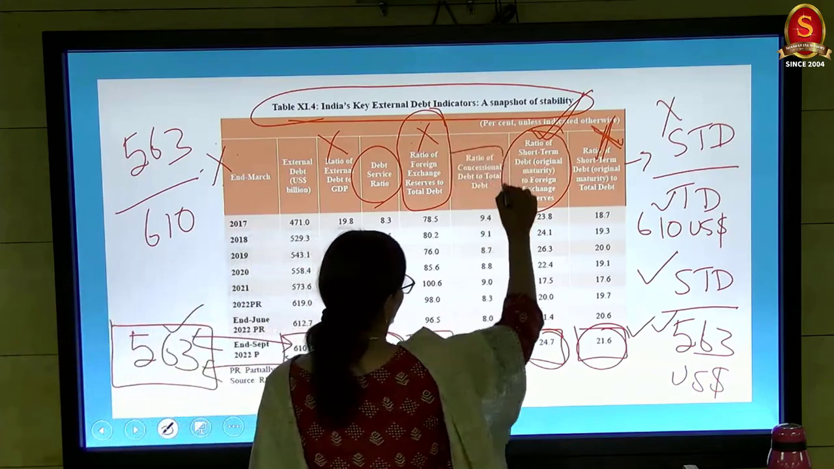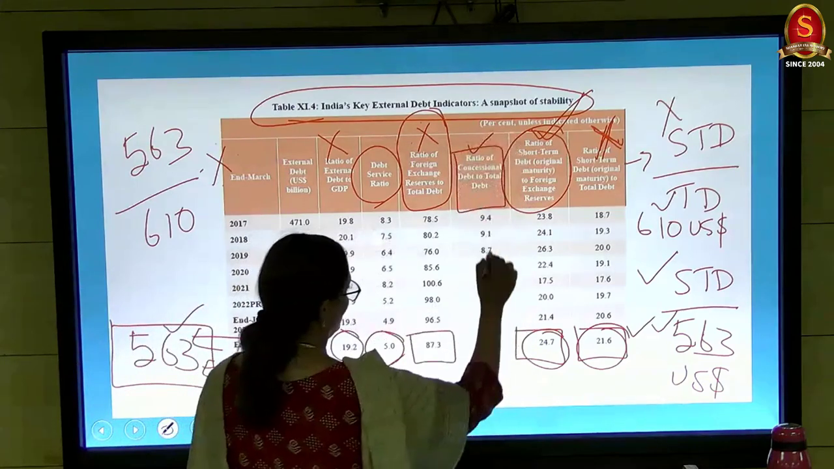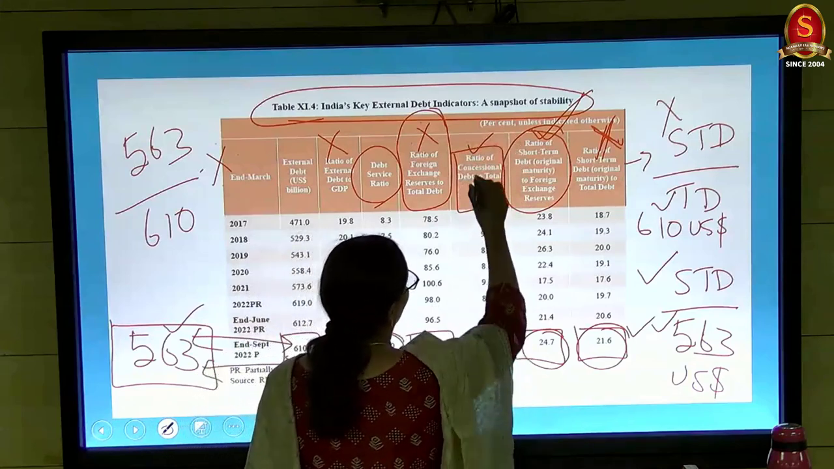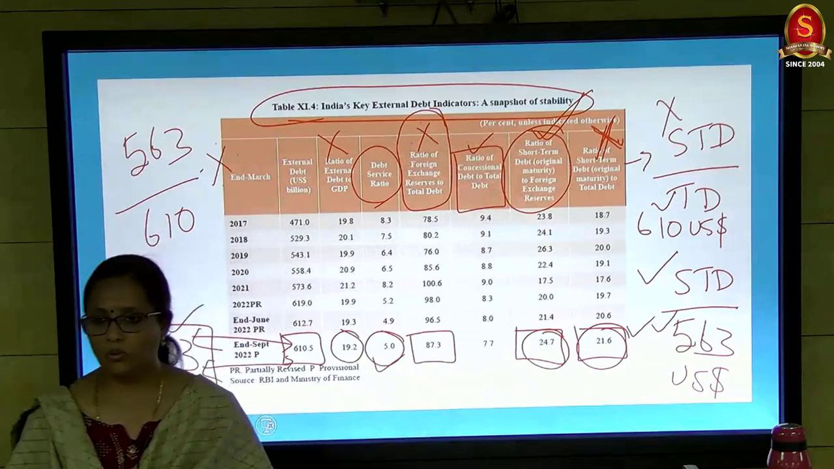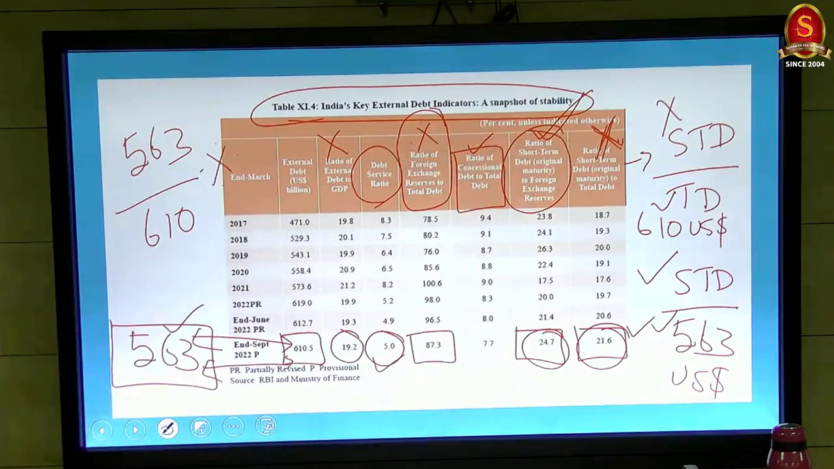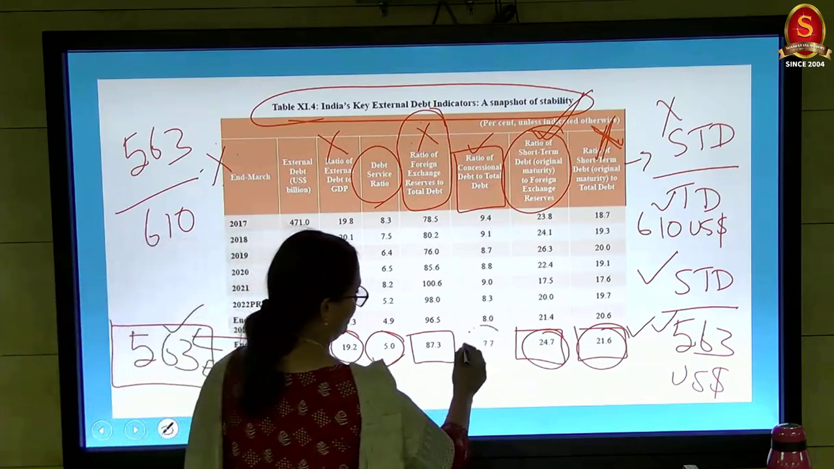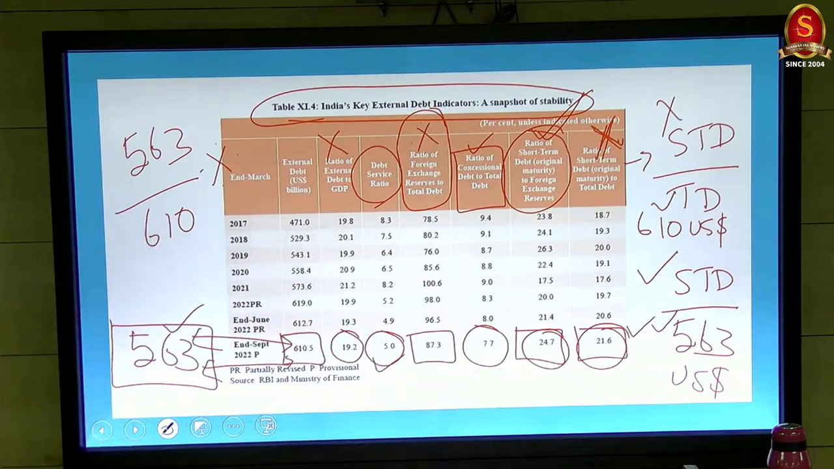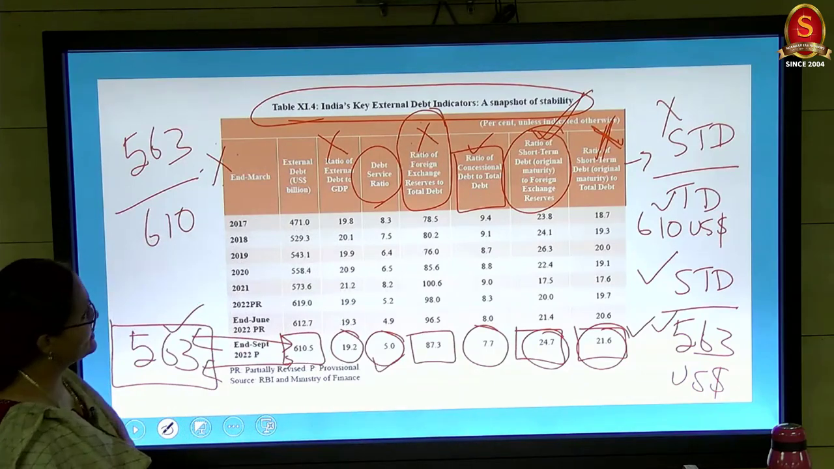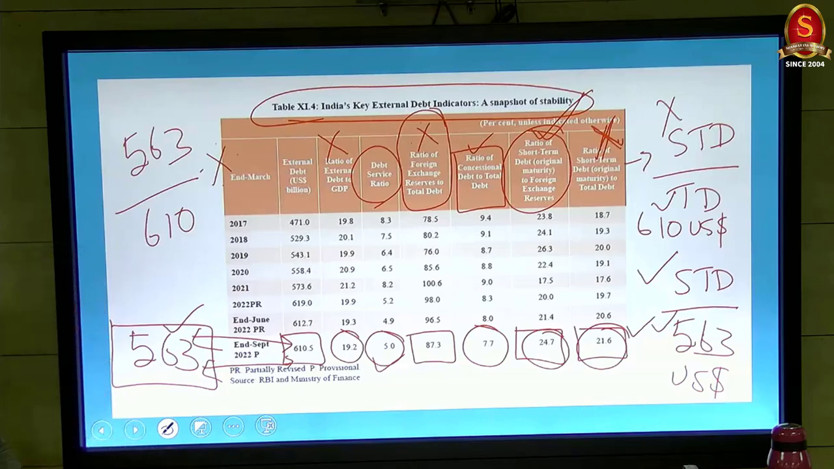This is the ratio of concessional debt to total debt. This is okay. Sometimes a good thing happens. Some people will give money at a lower rate of interest. Concessional debt. But that proportion is only very small. For the rest of the loan, we have to pay the normal rate of interest. So are we done with this? External debt indicators. Put the minus, no? 100 minus 24.7 will be long term.